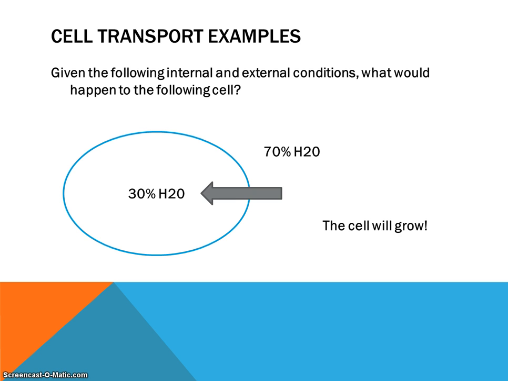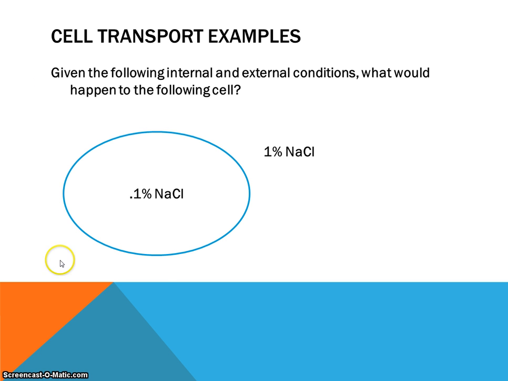Let's try some more. Ooh, here we go. We got that salt again. Don't let it throw you off. Where's the water going to go? We have 0.1 inside, 1 outside. 1 is bigger than 0.1. There's more salt out here. Water wants to dilute it. So water's going to follow that salt, and the cell's going to shrink.